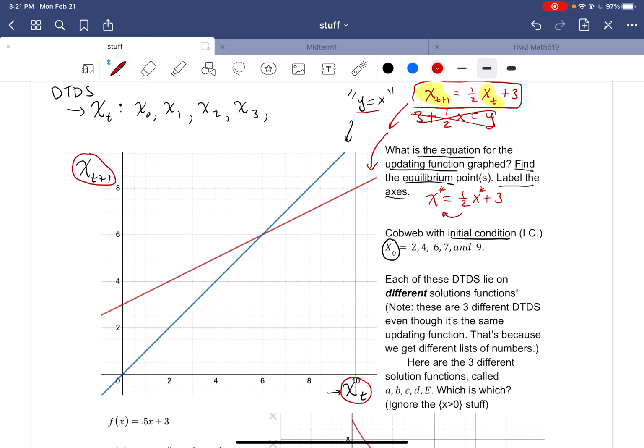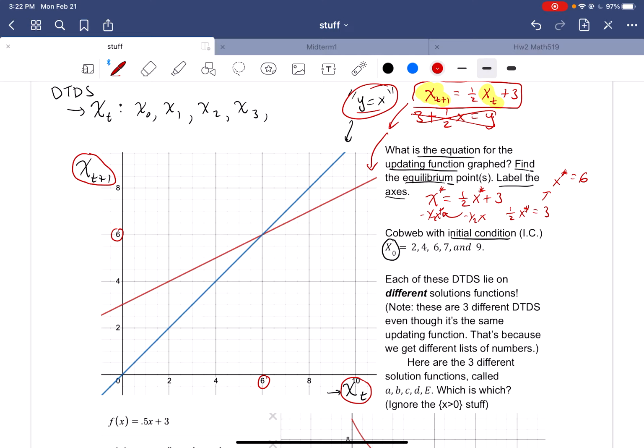So I should move this over by subtracting 1/2 x star from both sides. And that tells me 1/2 x star is equal to 3, and so I multiply both sides by 2, I have x star is equal to 6. And yeah, we can see that whether you look at the x or the y axis, this equilibrium point here is x star equals 6. You can read it from either the x coordinate or the y coordinate. It'll always have the same x and y value because it lives on the equilibrium line. Okay, so we've done all that was asked of us so far.